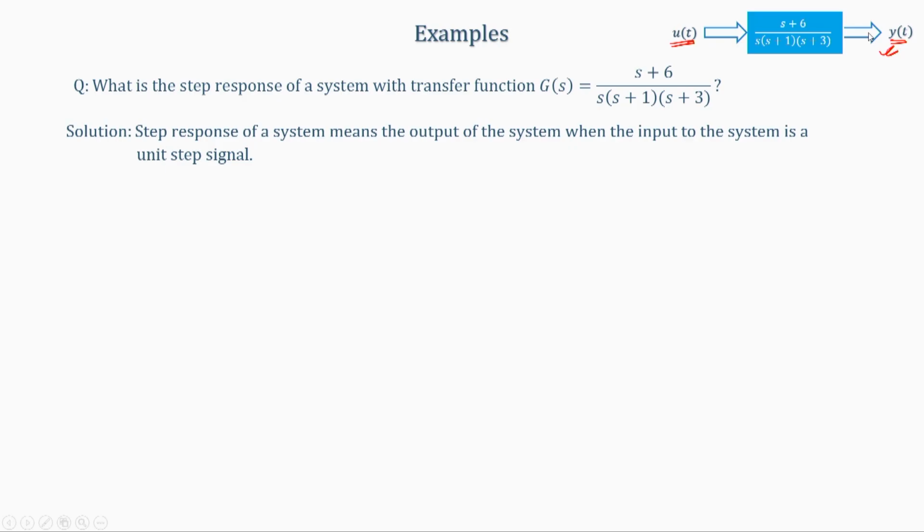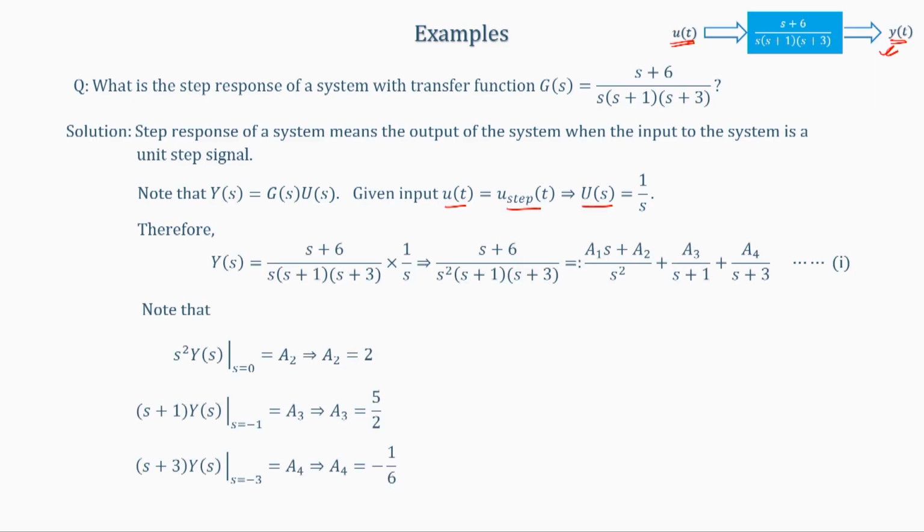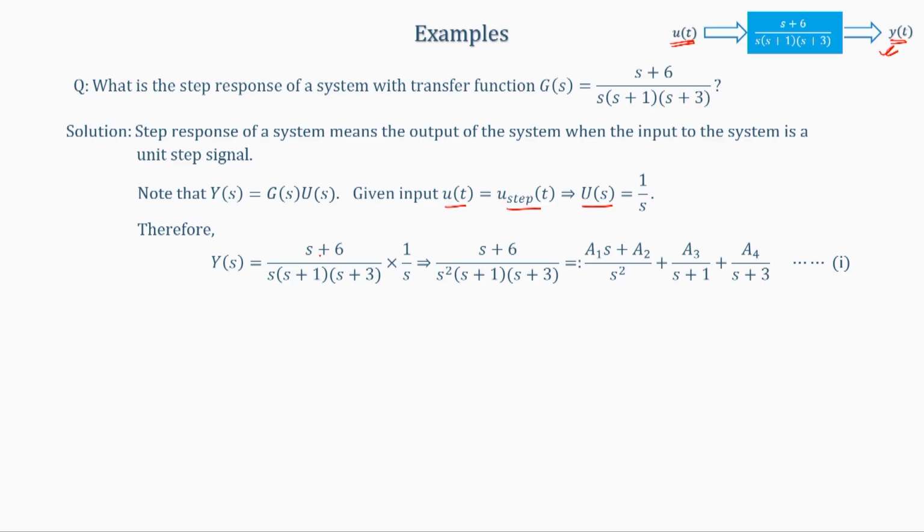But we can find that out also, right. So, we know Y(s) equals G(s) into U(s). Now, if u(t) is unit step, we know what U(s) is. U(s) is 1 by s, right. The Laplace transform of unit step is 1 by s. So, which means that Y(s) is nothing but G(s), which is (s plus 6) by this, the transfer function G(s), multiplied by U(s). U(s) is 1 by s.